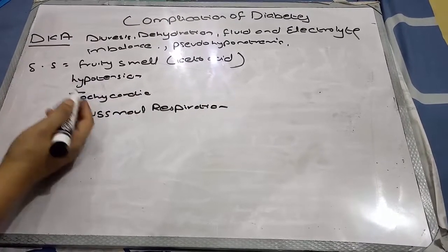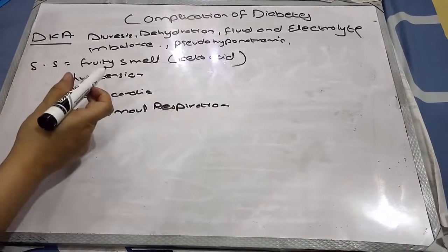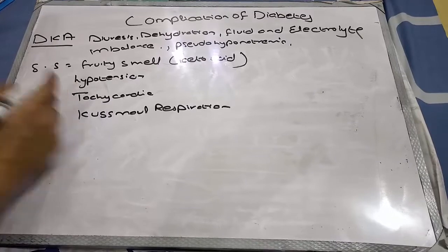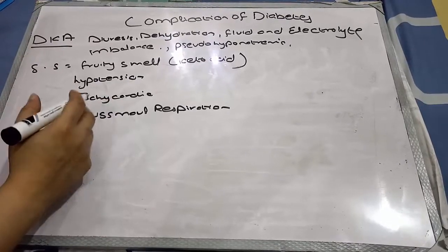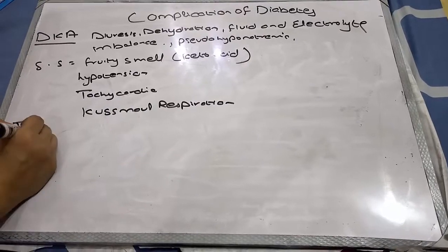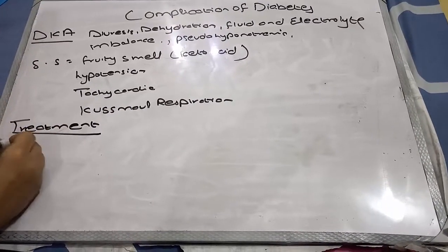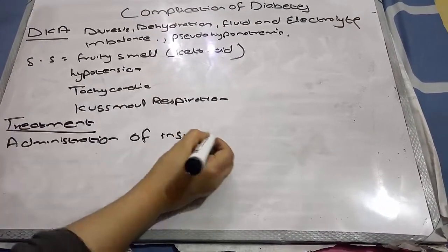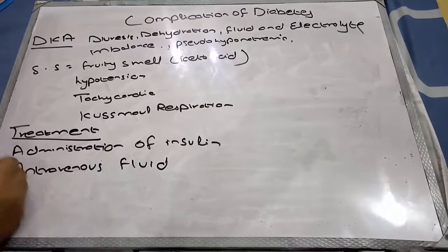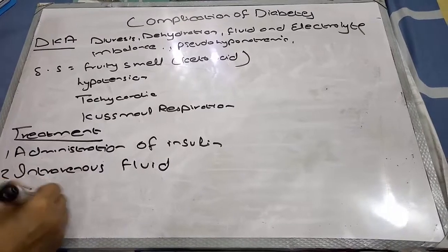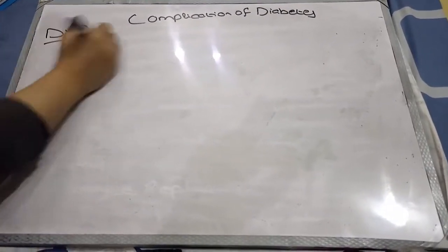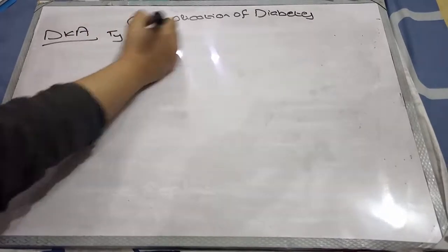So what is the treatment? The goal is treating the DKA to improve the circulatory volume and tissue perfusion, decrease blood glucose level, correct the metabolic acidosis, and correct electrolyte imbalance. So we can say that the treatment includes administration of insulin, intravenous fluid, and electrolyte replacement. As we have discussed, DKA is common in those patients who have type 1.